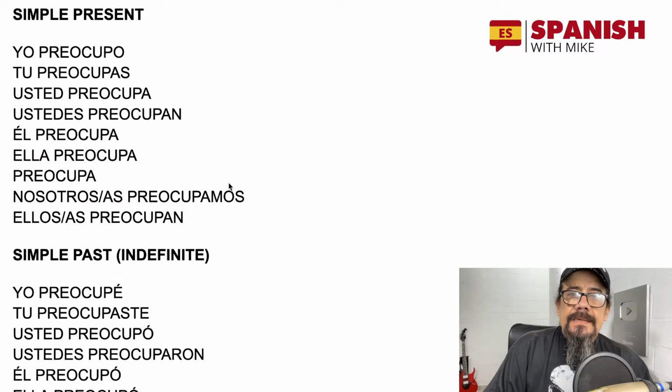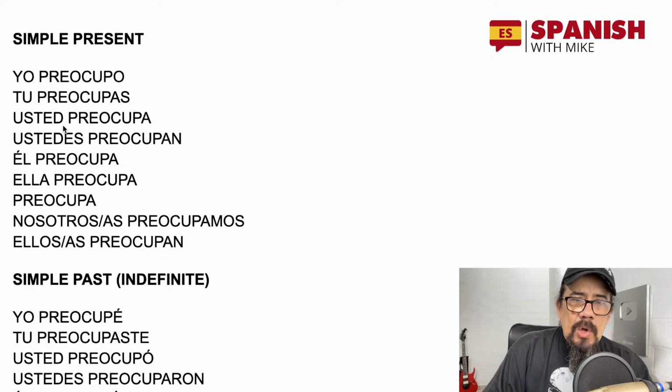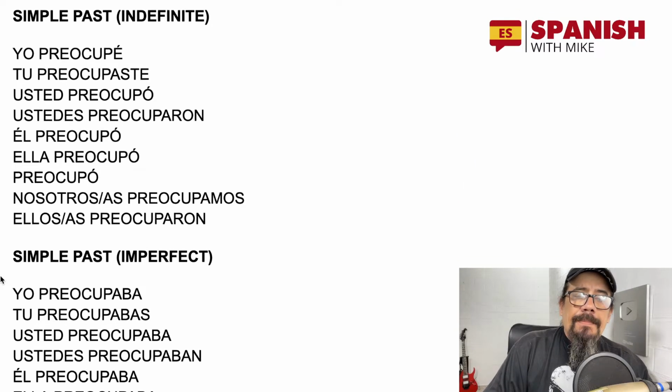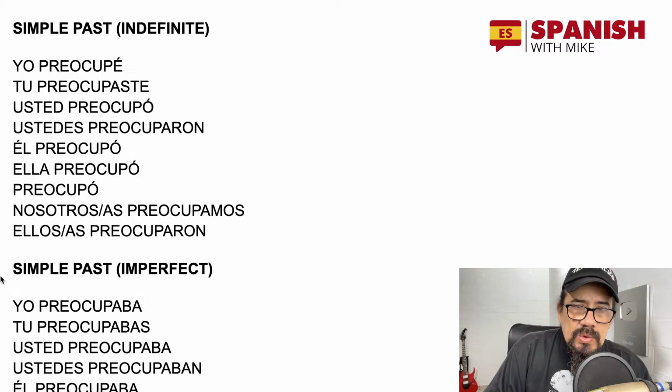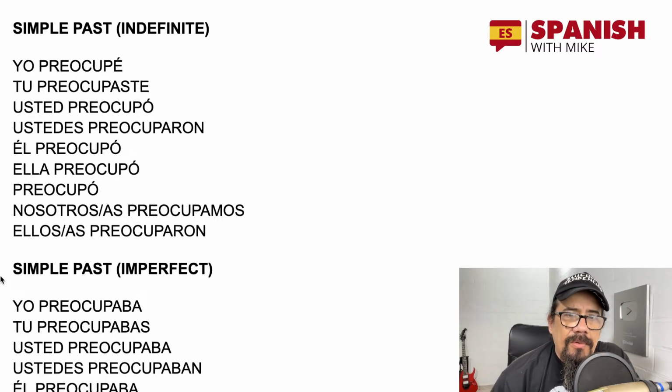When we use the verb preocupar in the subject verb object structure with direct object pronoun or reflexive mood, we conjugate the verb according to the tense and pronoun or subject. In this case, for the simple present, yo preocupo, tú preocupas, usted preocupa, ustedes preocupan, él preocupa, ella preocupa, preocupa for it, nosotros preocupamos, ellos, ellas preocupan, nosotras preocupamos. That's simple present. We also have simple past, indefinite past. Yo preocupé, tú preocupaste, usted preocupó, ustedes preocuparon, él preocupó, ella preocupó, preocupó for it, nosotros o nosotras preocupamos, ellos o ellas preocuparon.